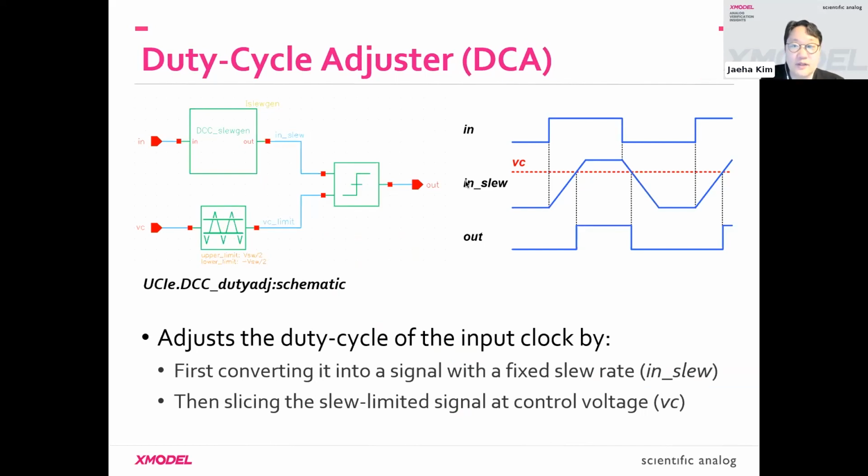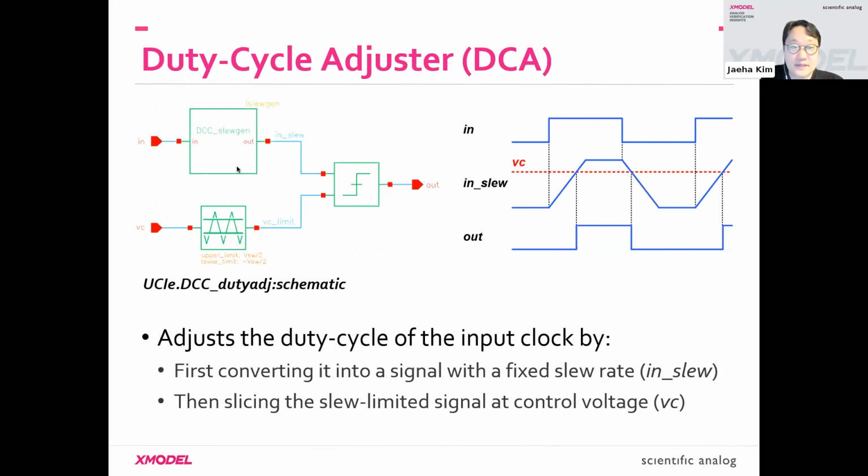So again, we like to change the duty cycle of input when we propagate the clock to the output. The way we do it is we first turn the input clock, which has a digital form, into an analog form that has finite rise time and fall time. And then we convert it back into a digital output by slicing it at an adjustable reference voltage. So you can see that as we move this level of VC up and down, the duty cycle of the output clock will change.